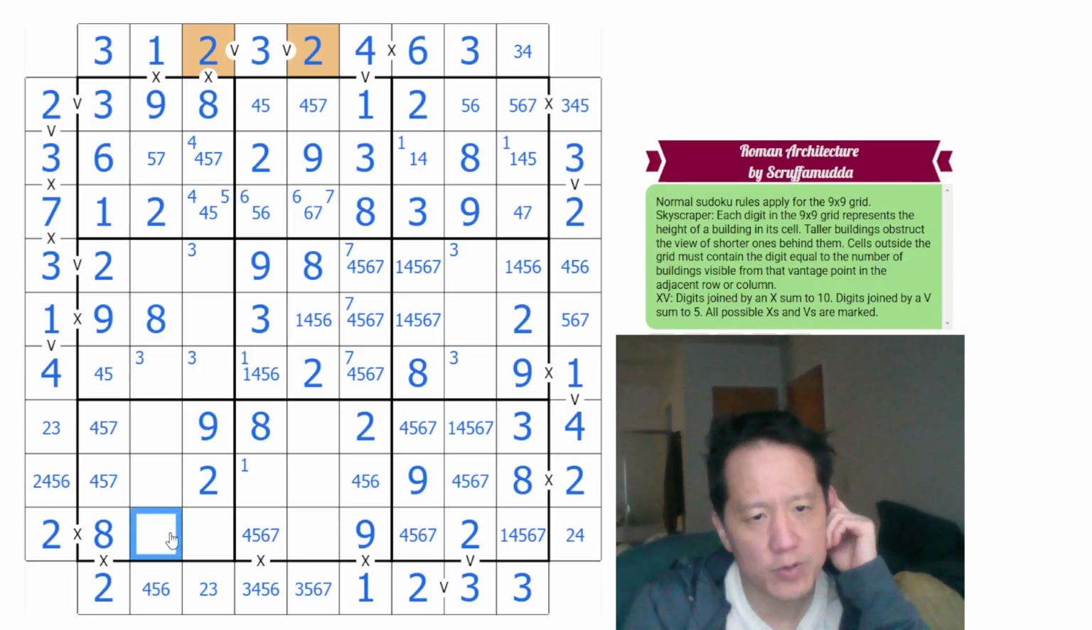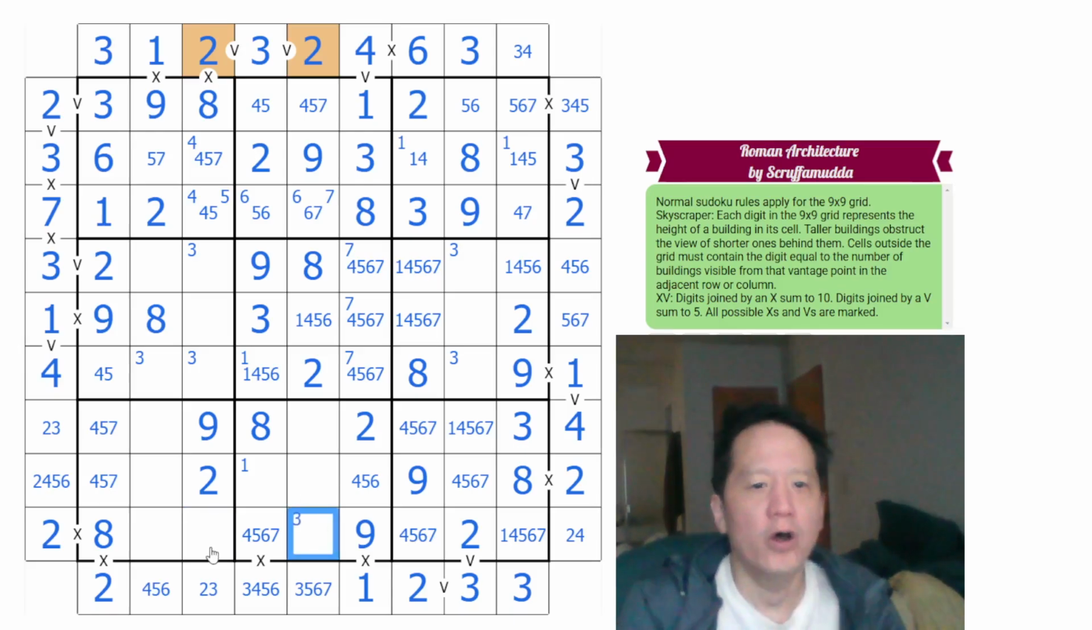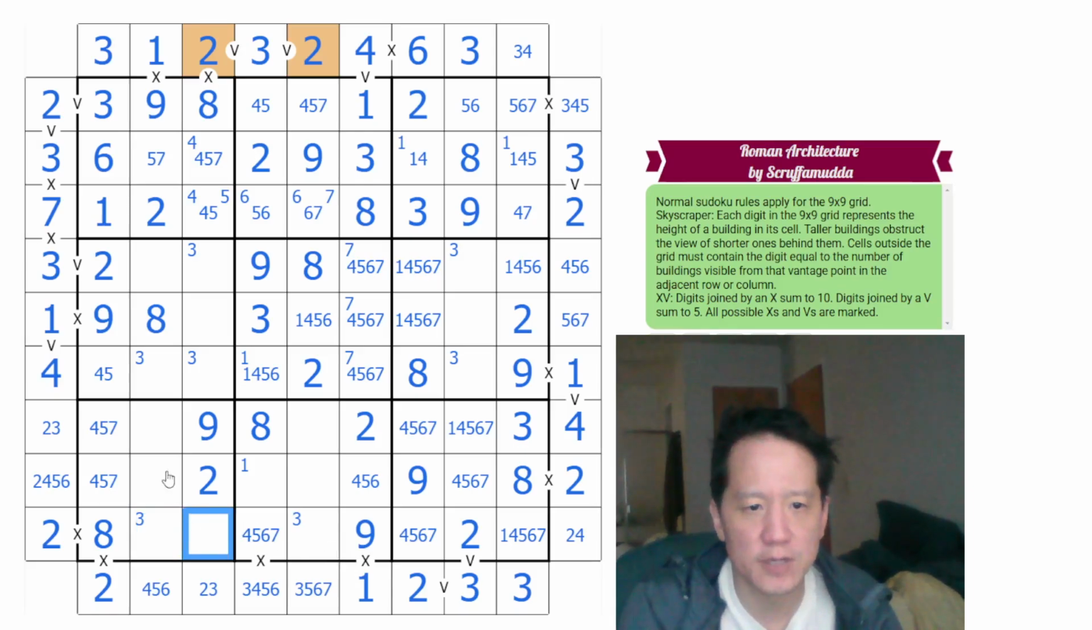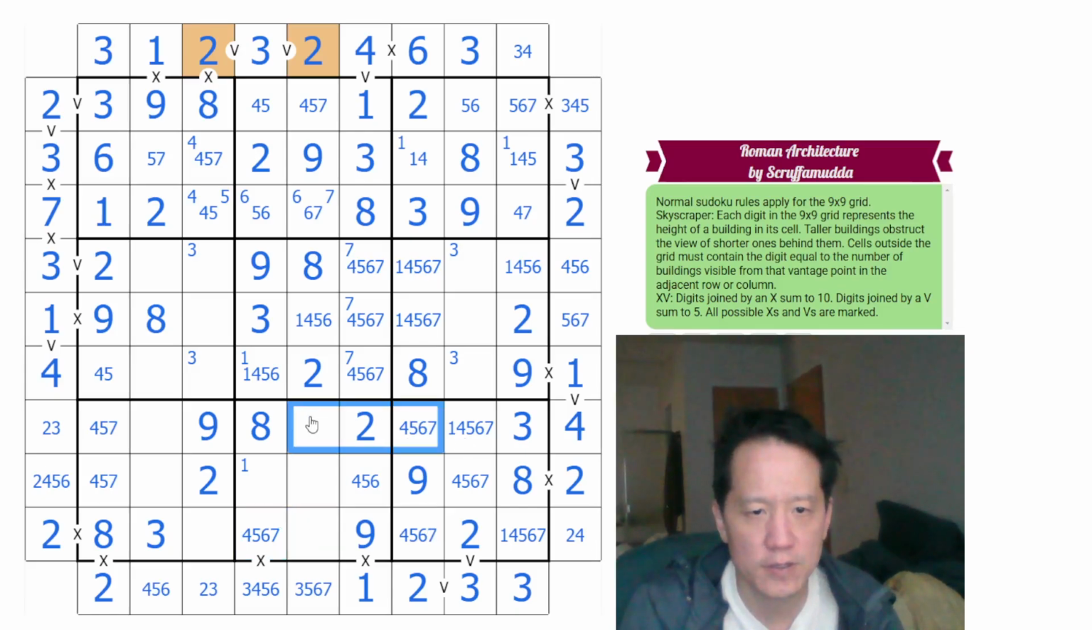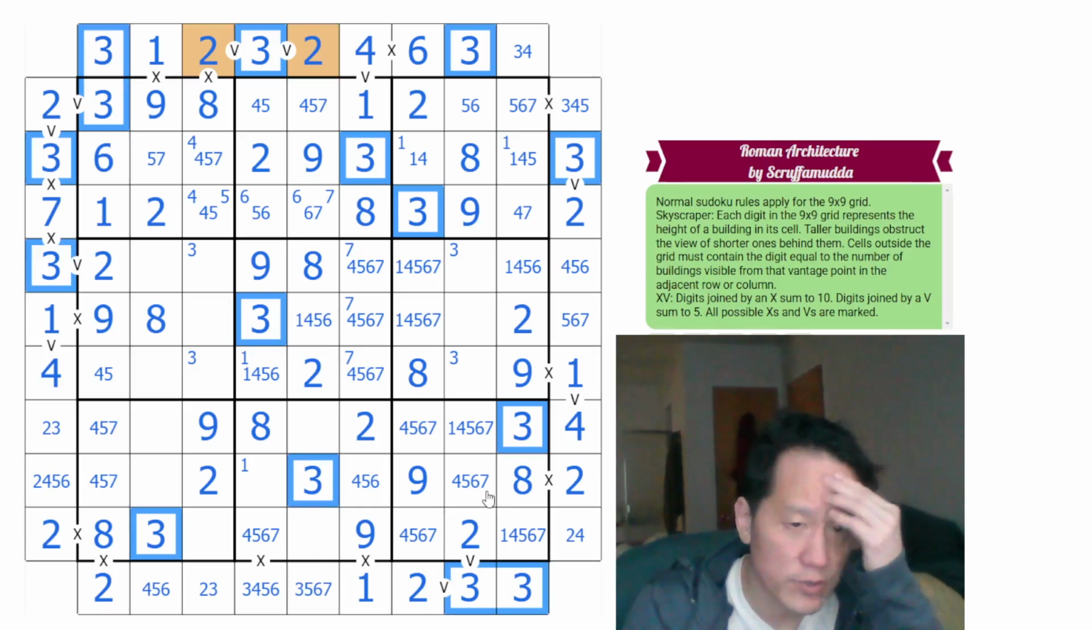Where can 3 be? 3 could be here or here. This cannot be 3, though. This can't be 3. 3 has to be one of these two. This can't be 3. One of these two is a 3, because neither of these can be 3. And this can't be 3, so this must be the 3 then. Which means this can't be 3. This can't be 3. This can't be 3. This can't be 3. This has to be the 3. And we have all... Well, we don't have all the 3s.